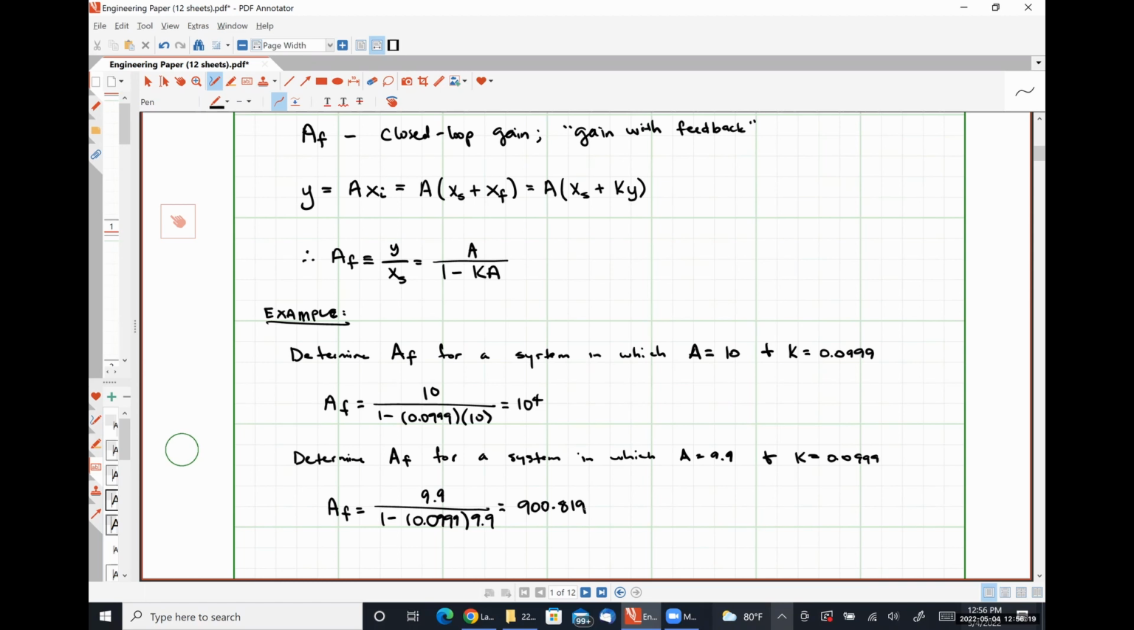So a decrease in the open loop gain by 1% caused a decrease in the closed loop gain of, by my calculation, 90.992%. So a positive feedback system is incredibly sensitive to changes in parameters, right? A 1% change in our open loop gain caused a 90% change in our closed loop gain. Not exactly a trait we're looking for, right?